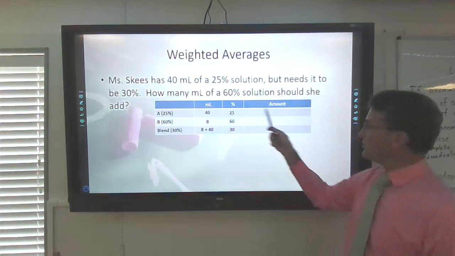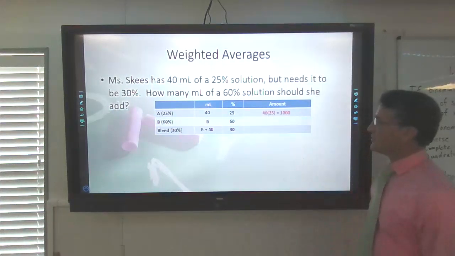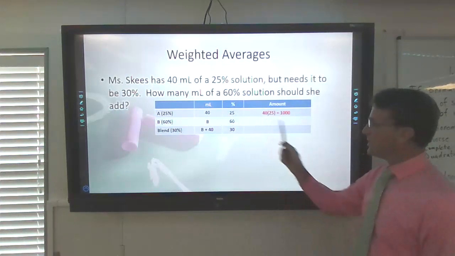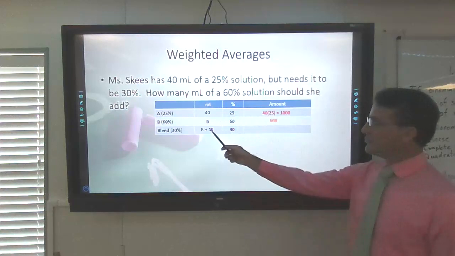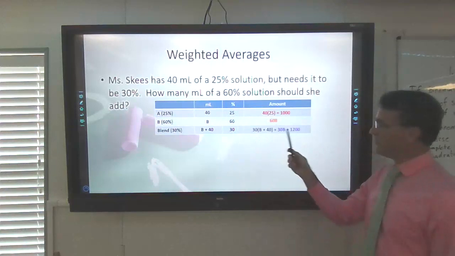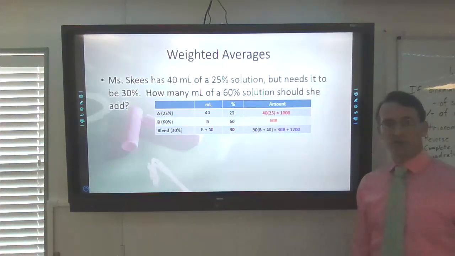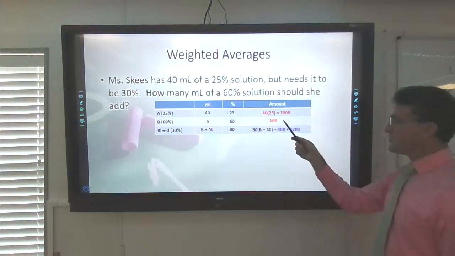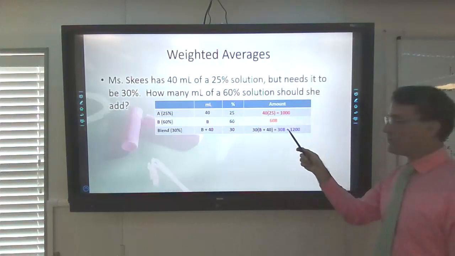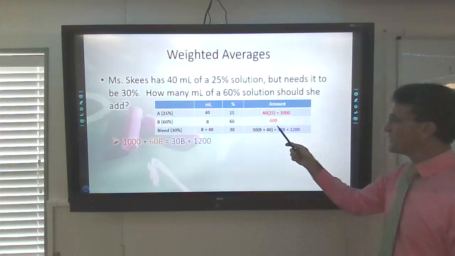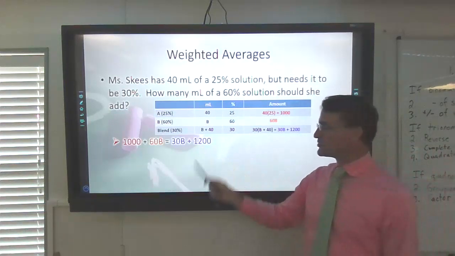If I multiply these two together, I'm going to get the amount of 1,000. If I multiply these two together, I get 60B. And then when I multiply these together, I get 30B plus 1,200 after distributing. Adding these two values here should give me the third value. So 1,000 plus 60B is equal to 30B plus 1,200.